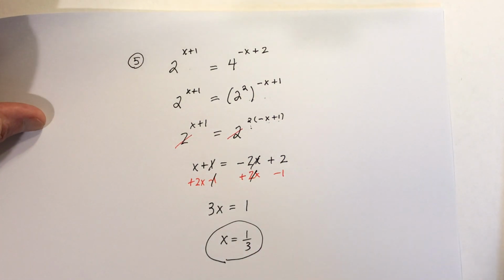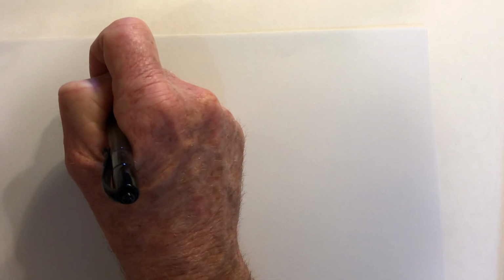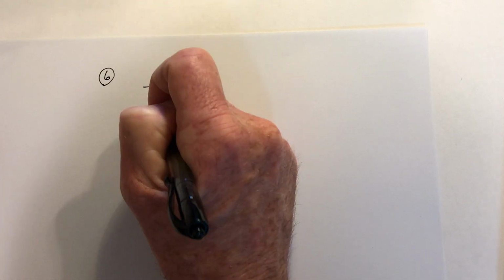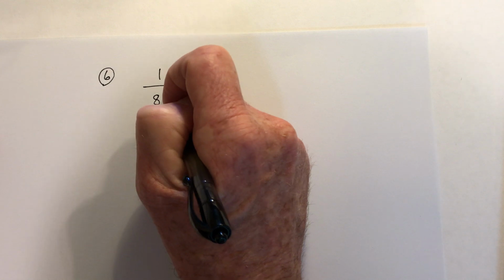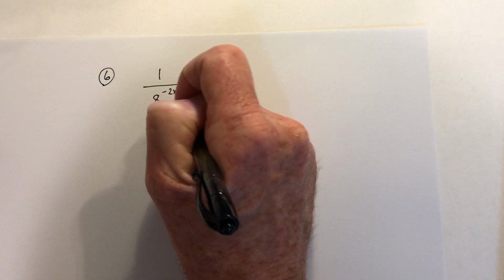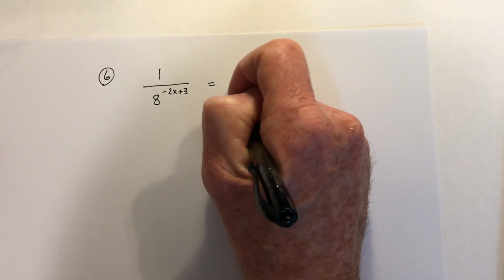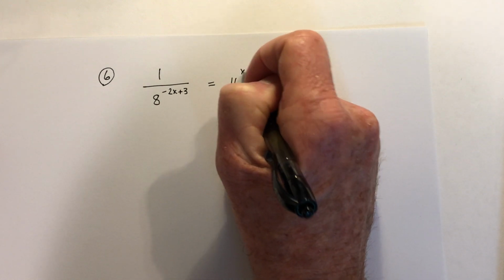And then I do want to do one more like that, because there's also the possibility, this will be example number 6, that it's something like this: 1 over 8 is raised to a negative 2x plus 3, and then it equals 16 to the x minus 2.